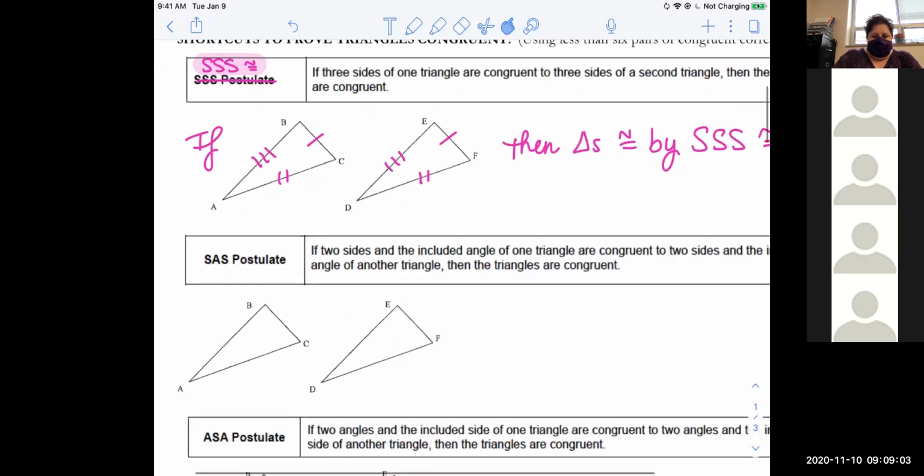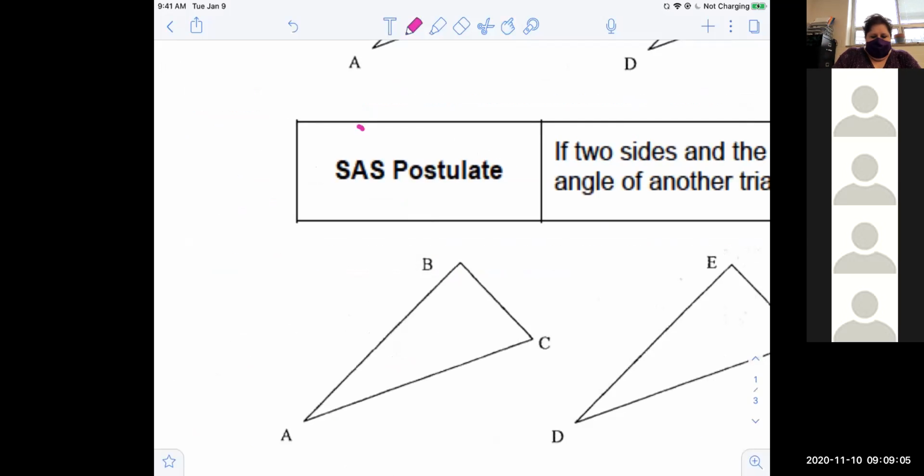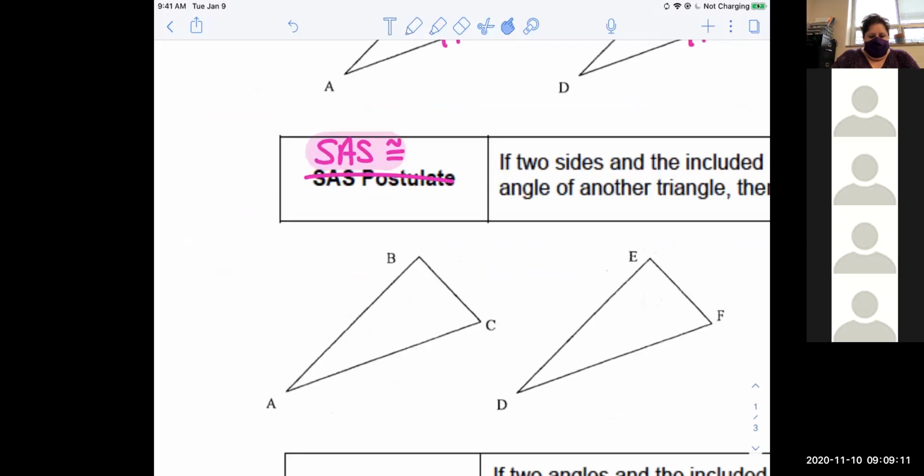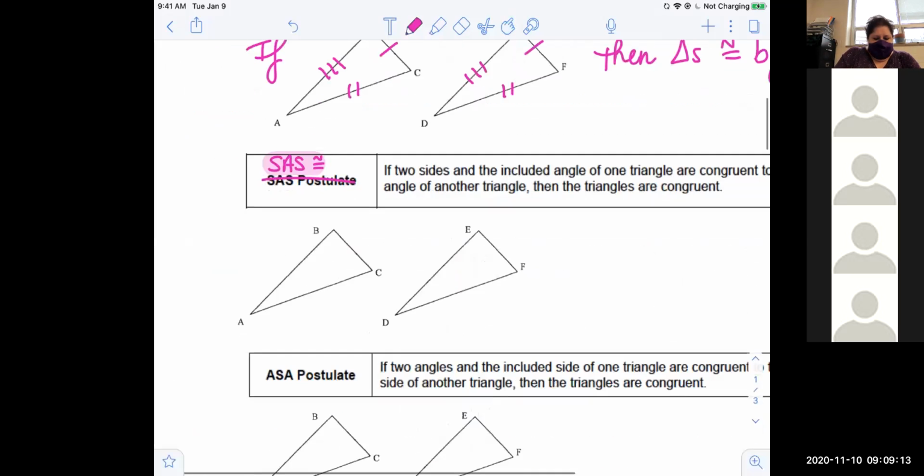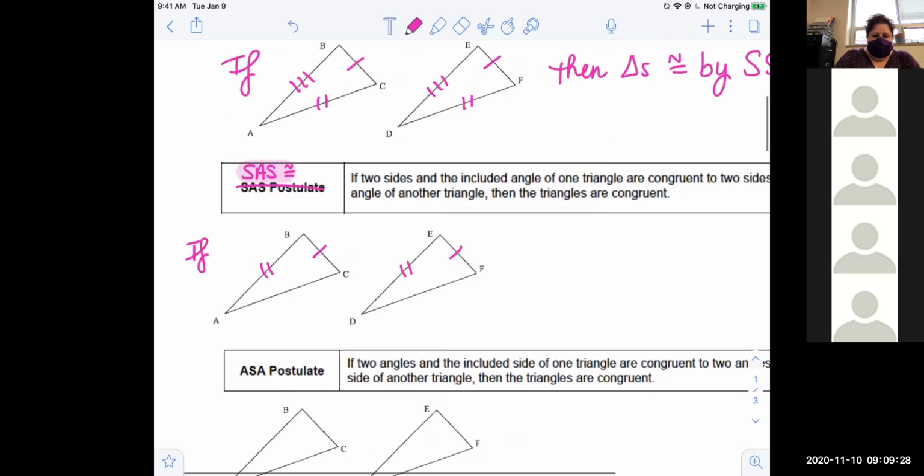All right, the second shortcut is side angle side congruence. And don't even worry about calling it a postulate or theorem. Side angle side congruence. So for side angle side, this is what it's going to look like. 2 pairs of sides. It doesn't really matter which sides you know. I'm just going to grab 2 of the 3 sides. Okay, if 2 sides and the included angle.